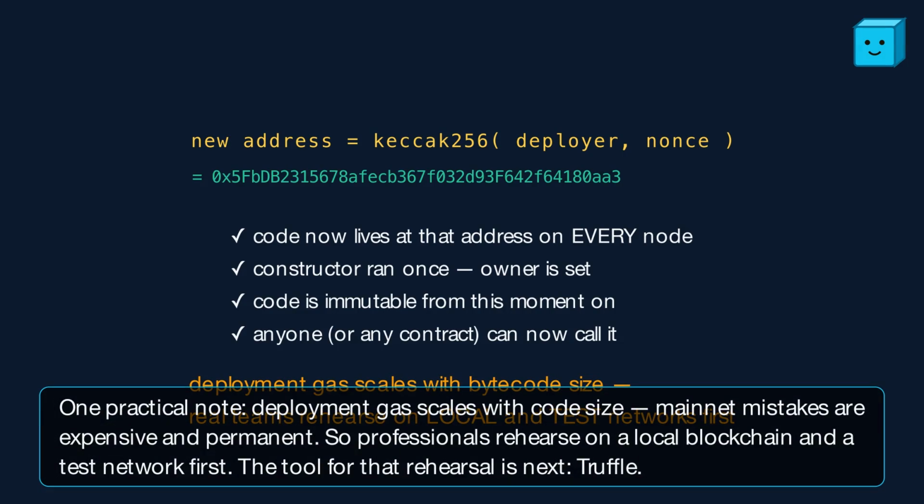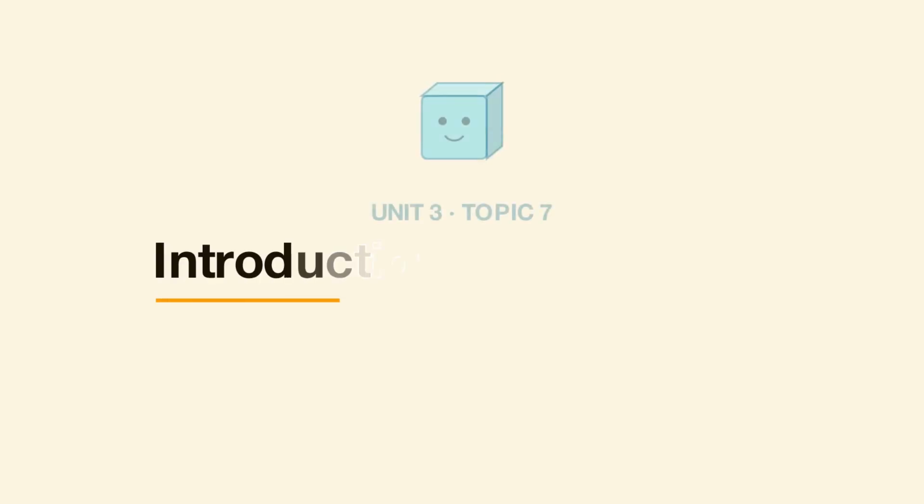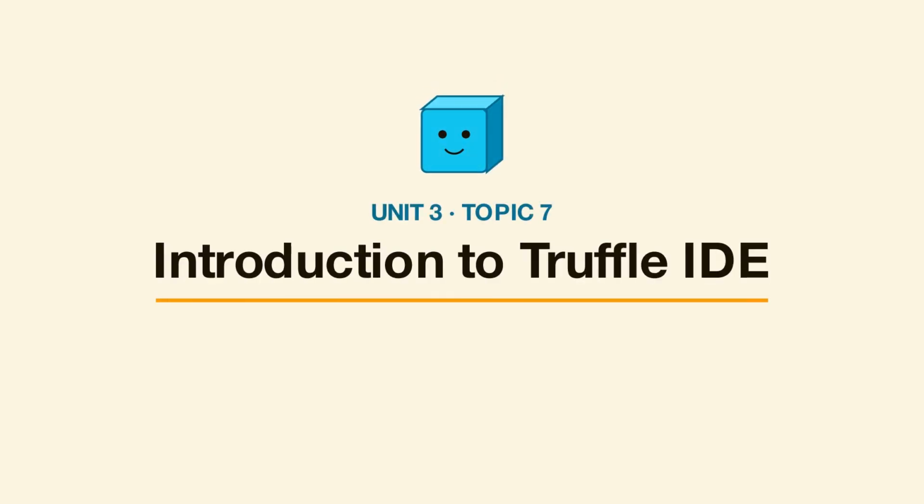One practical note. Deployment gas scales with code size. Mainnet mistakes are expensive and permanent, so professionals rehearse on a local blockchain and a test network first. The tool for that rehearsal is Truffle. Unit 3, Topic 7, Introduction to Truffle IDE.